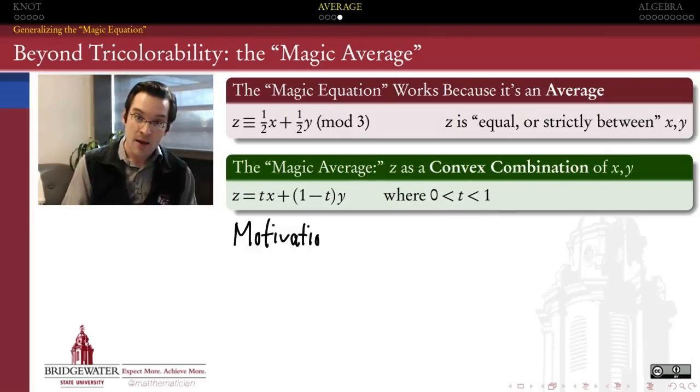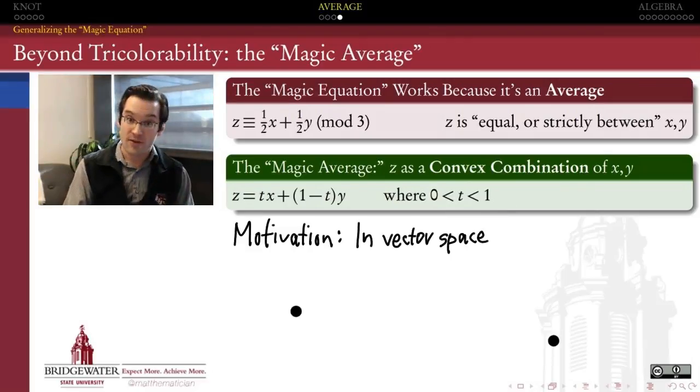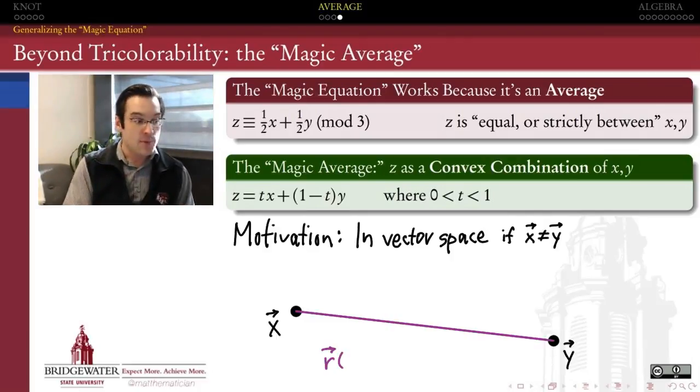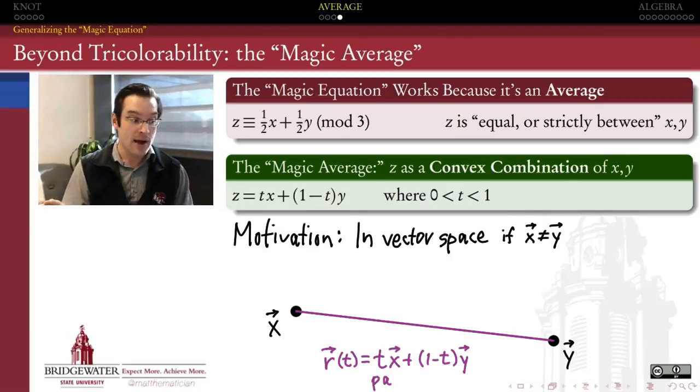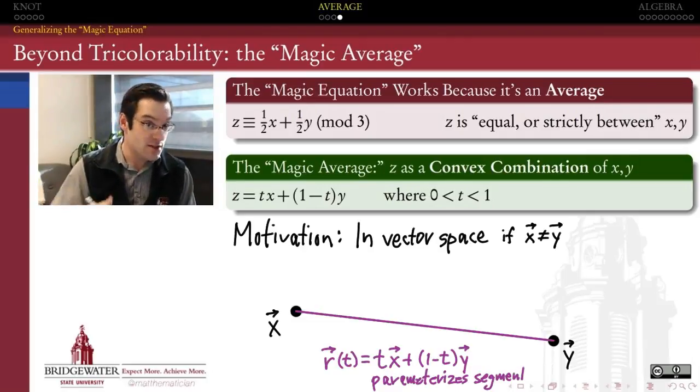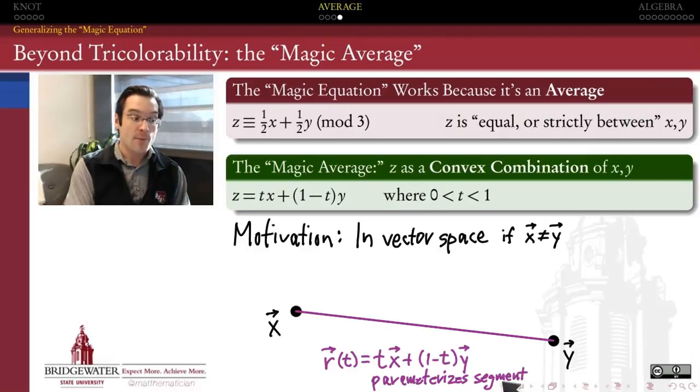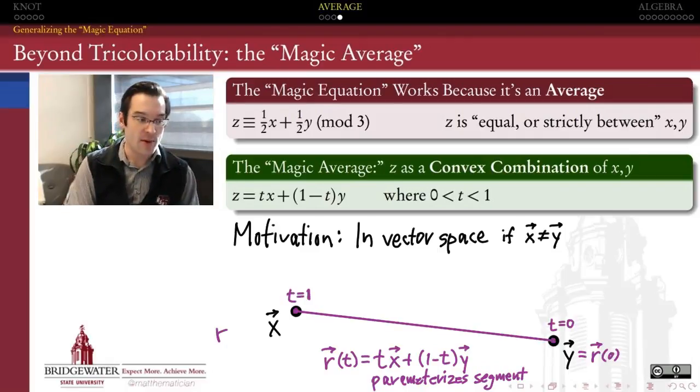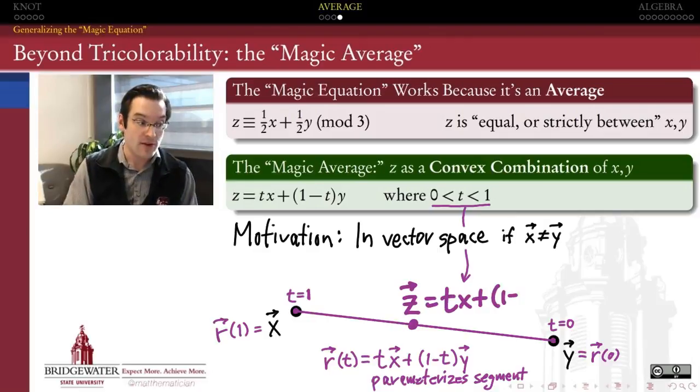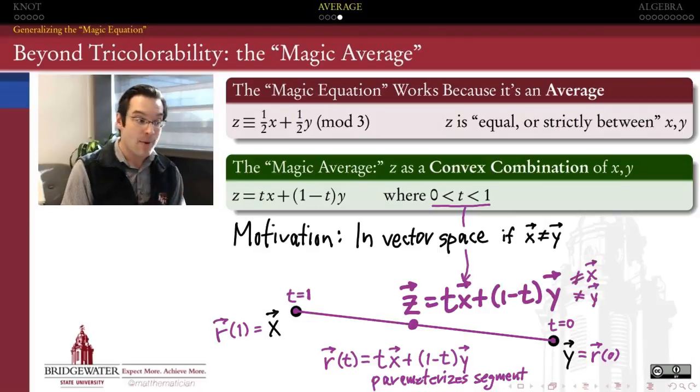The motivation for this comes from working in vector spaces. In a vector space, if I have 2 points that are not the same point, x different from y, then I can parameterize the line segment joining x to y using the very same type of equation. I teach this to my multivariable calculus students all the time. r of t equals tx plus (1 minus t)y parameterizes a straight line segment in between the points x and y in the vector space, where t equals 0 corresponds to the point at y, t equals 1 corresponds to the point at x, but if I choose a t in between 0 and 1, I'm going to get a point somewhere in the interior of that line, not x and not y.